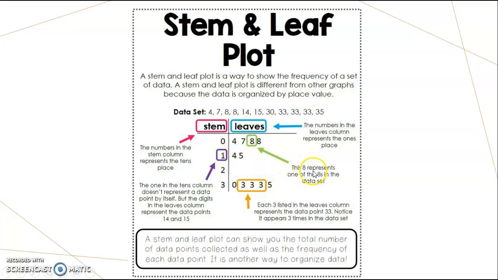And then it says, this 8 represents one of the 8s in the data set. So here, there's 2 here, and there's 1, 2 here. So this 8 right here is for this 8, and this 8 over here is for this 8.